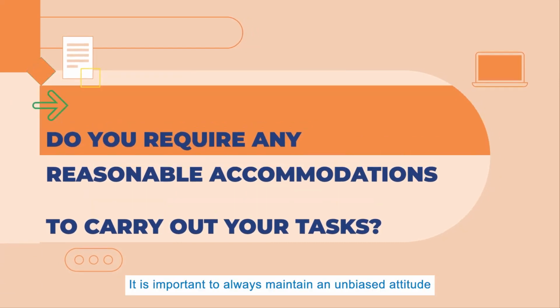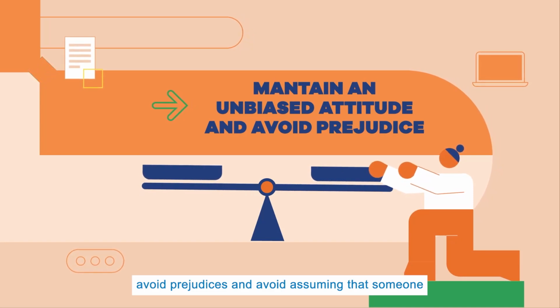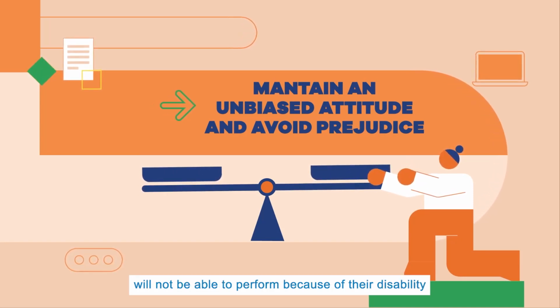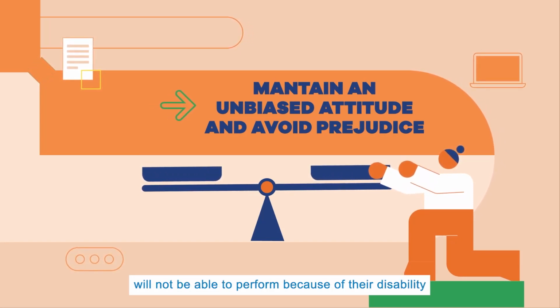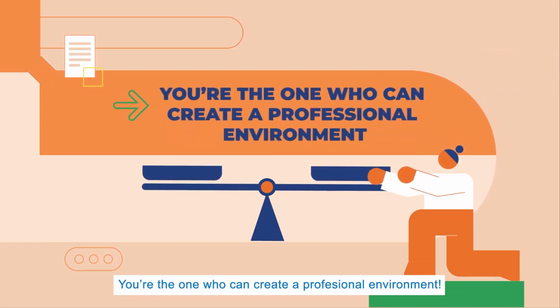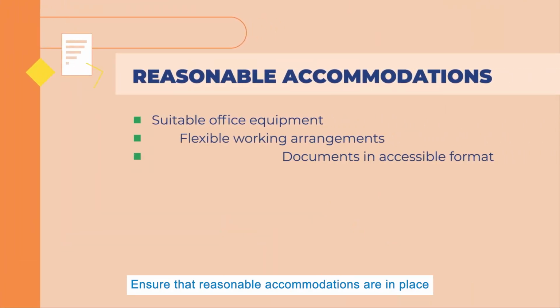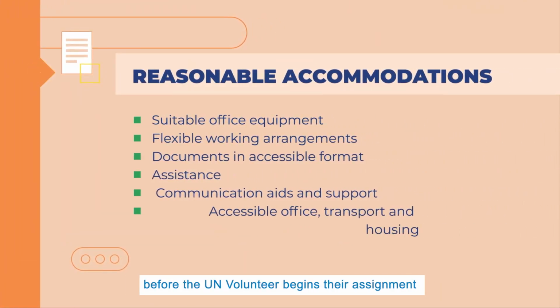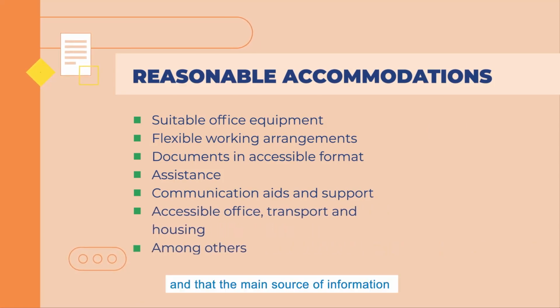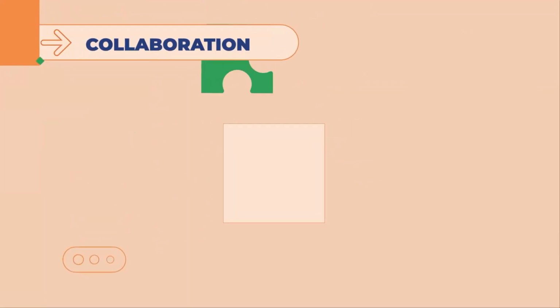It is important to always maintain an unbiased attitude. Avoid prejudices and avoid assuming that someone will not be able to perform because of their disability. You're the one who can create a professional environment. Ensure that reasonable accommodations are in place before the UN volunteer begins their assignment, and that the main source of information regarding these is the chosen candidate.